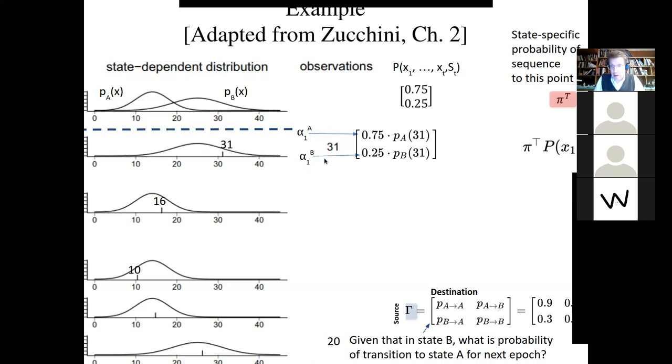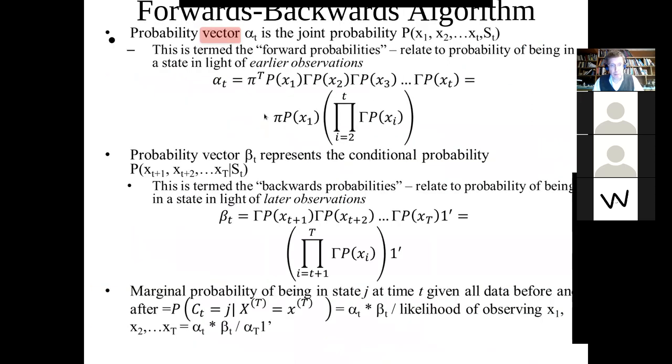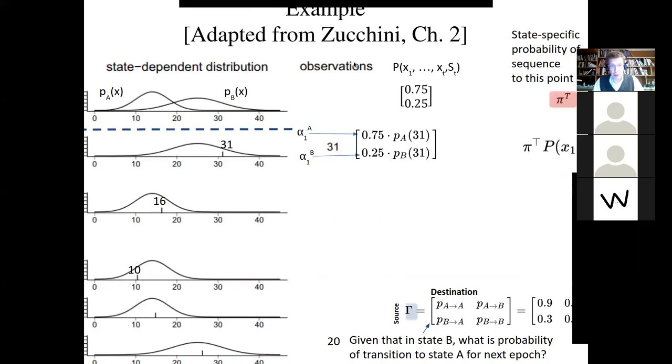Now, you might say those don't sum up to one. And that's true. They don't sum up to one. To make them true probabilities of being in a given state in light of this new data, we'd have to sum these up. We'd have to take this vector and divide it by the sum of these two. Now, each of these entries we call alpha sub one with a superscript indicating the state. So this is alpha sub one A and alpha sub one B. And we're going to use that notation here successively with the alpha. So it's an extremely important element of what's called the forward backwards algorithm, or the probability vector. And it's the joint probability of observing the data to now and being in a certain state.